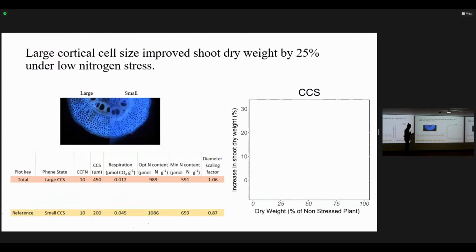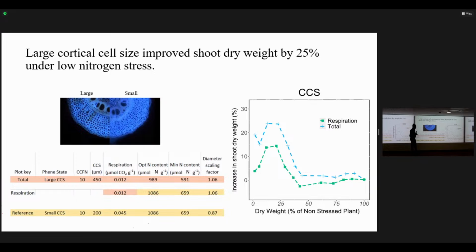But anyway, coming back to the data, these are the predictions. Now we vary the cortical cell size. 450 is a large cortical cell size, and 200 is the small cortical cell size, and we keep the cortical cell file number constant. Same as before, we obtain less respiration and less nutrient content in the plants that have large cortical cell size. And when we evaluate the benefit of these plants in the model, we observe that under high stress, we obtain up to 25% benefit.